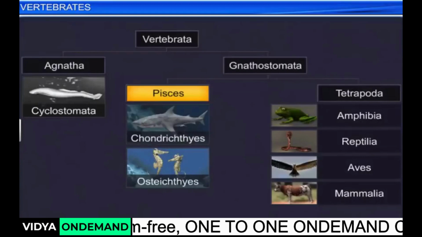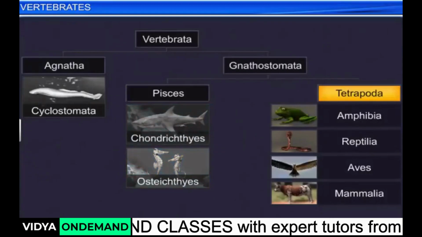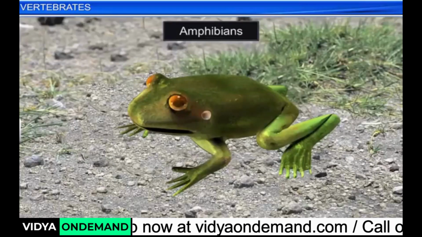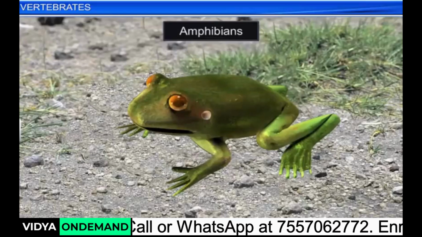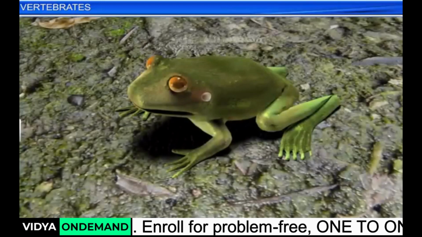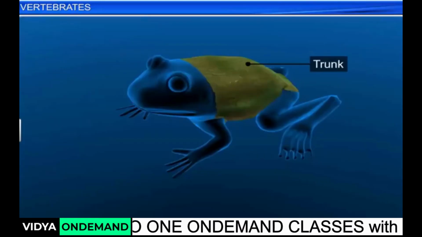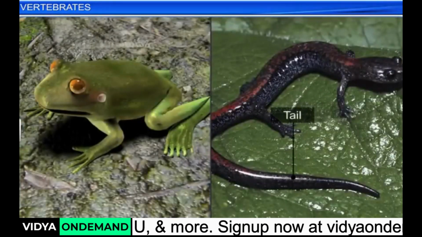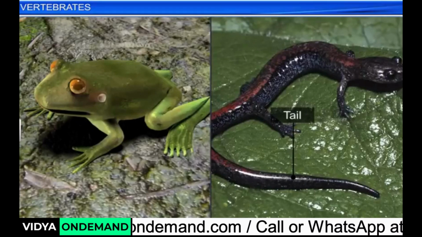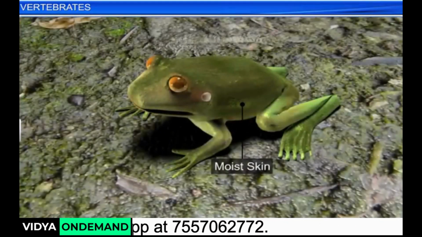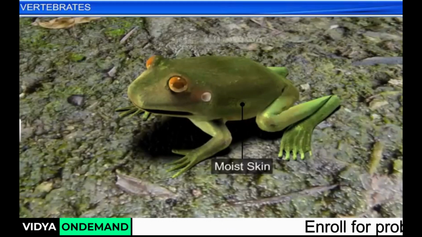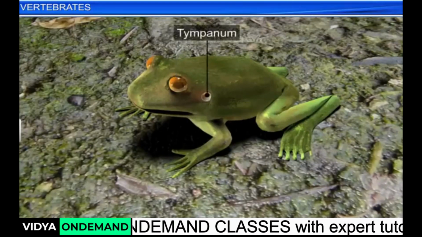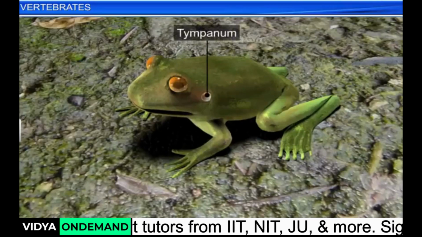The remaining 4 classes are placed under the superclass Tetrapoda, which means animals with limbs. Amphibians are adapted to aquatic as well as terrestrial habitats. Their body is divided into a head and trunk. While most of them have 2 pairs of limbs, some don't have a tail while others do. Their skin is always moist and lacks scales. Their eyes are covered by eyelids. Behind the eyes is a pair of tympanum, which represents the ears.